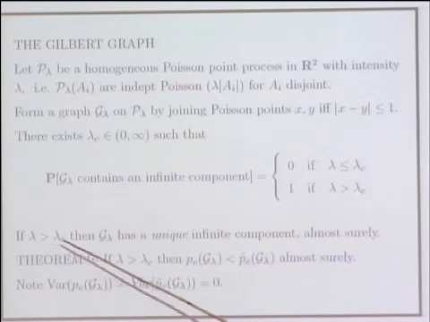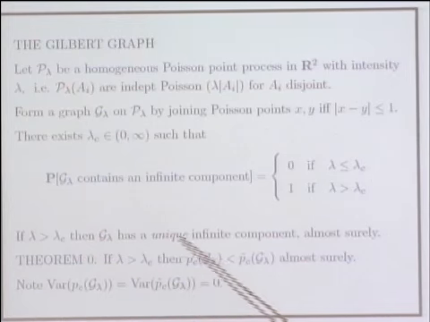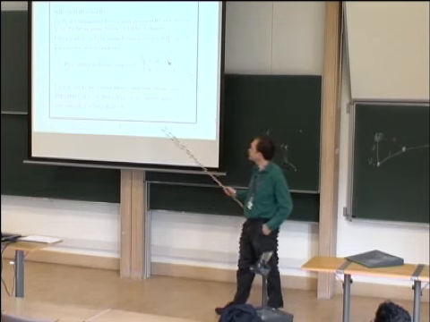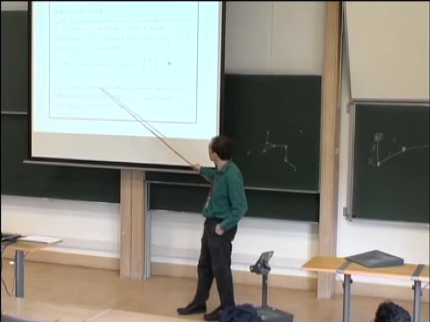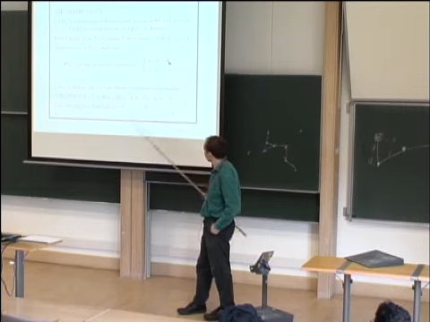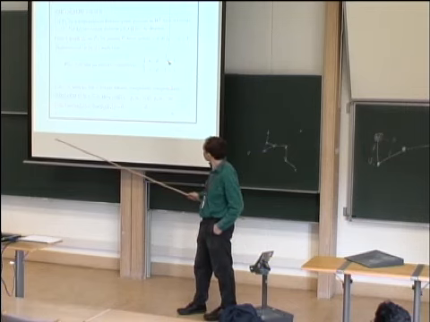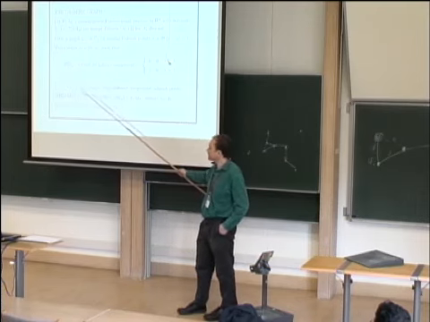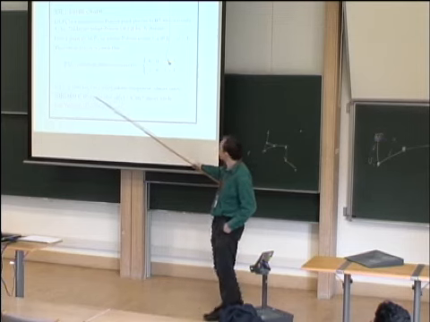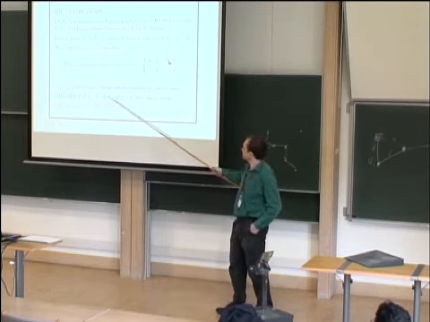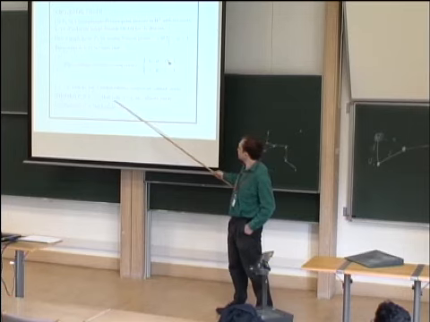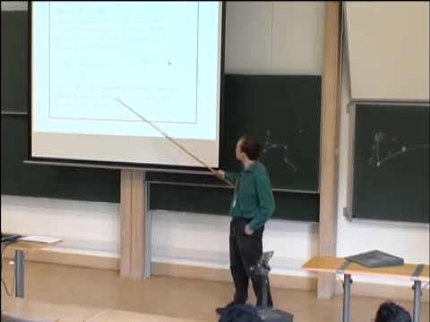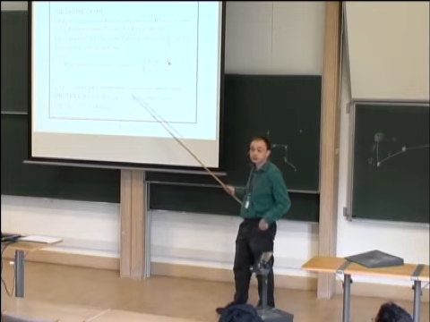If we're above the critical point, then we do have an infinite component, and as with analogous results in lattice percolation, we know in this continuum setting that we have a unique infinite component with probability 1. So the first theorem, which naturally I call theorem 0, is that if lambda is above the critical value, then the bond percolation critical point is strictly lower than the site percolation critical point.